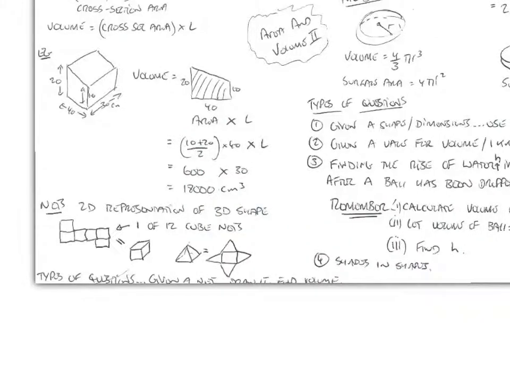In this chapter we also met with nets, and nets are two-dimensional representations of 3D shapes. So here is the net for the 3D shape that is a cube, like a dice. Here is the 3D shape, and here is its corresponding two-dimensional representation, its corresponding net. And the type of questions you'll meet with nets is that you might be given a net, you might be given a shape like this, and they'll ask you to draw it in 3 dimensions and or find its volume given other dimensions.